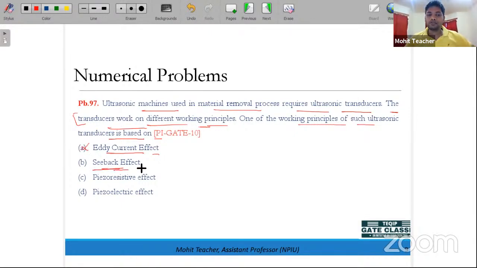The Seebeck effect is a thermo effect, meaning how temperature variation is converted to voltage or EMF. So this is also eliminated. The piezoresistive effect is like the piezoelectric effect, but when you supply electricity, it will not exactly vibrate; it relates to generating voltage or EMF. So this is also eliminated, only option D is remaining. So that is option D.